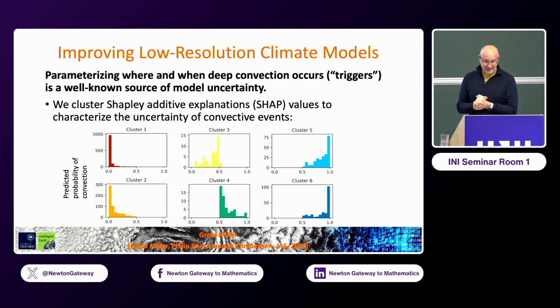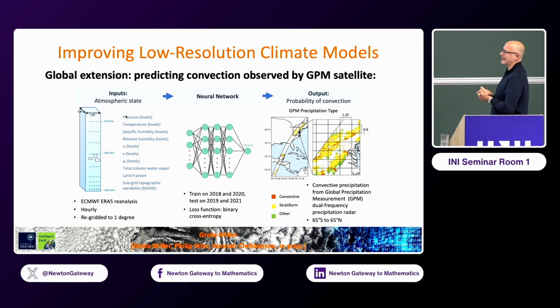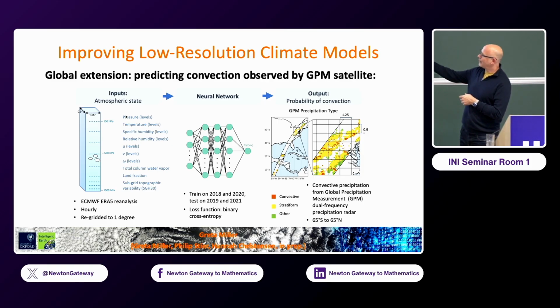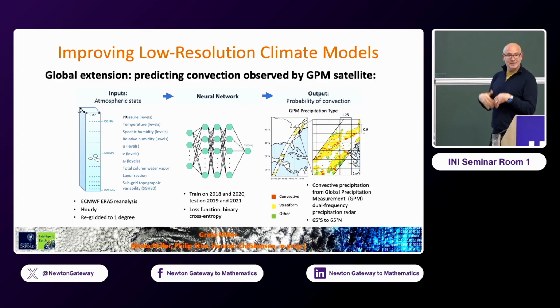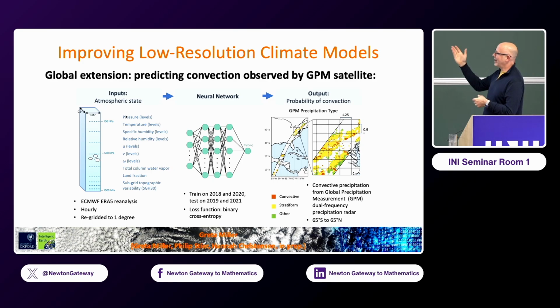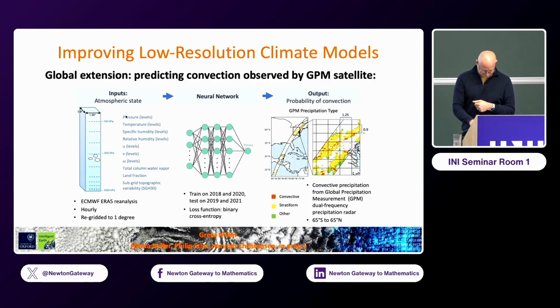So Greta's done the next step. Instead of just predicting the probability of convection at a local site, we now do this with satellite data as well. Here the idea is you take, again, the input atmospheric state with various different input parameters. This comes from ECMWF reanalysis. We train a slightly different architecture here. It's not a forest. It's basically a very, very small neural network. And we predict the probability of convection as observed by the GPM satellite. So it's very similar, and we just see how that works.